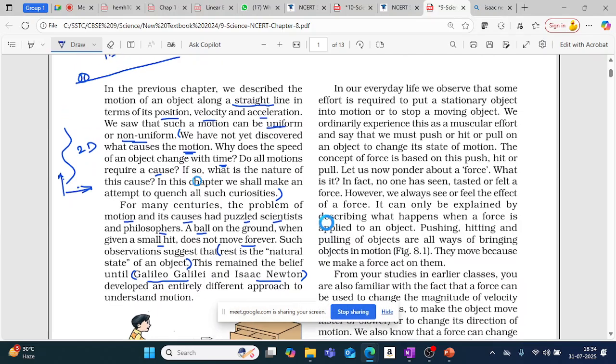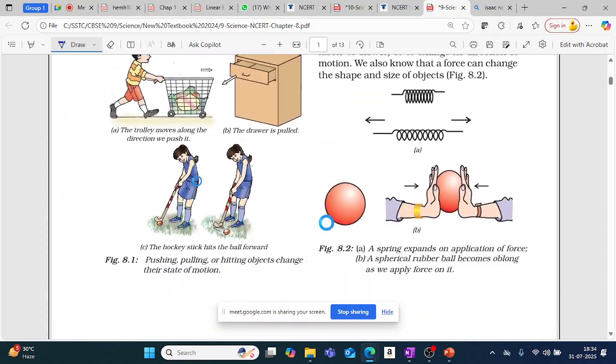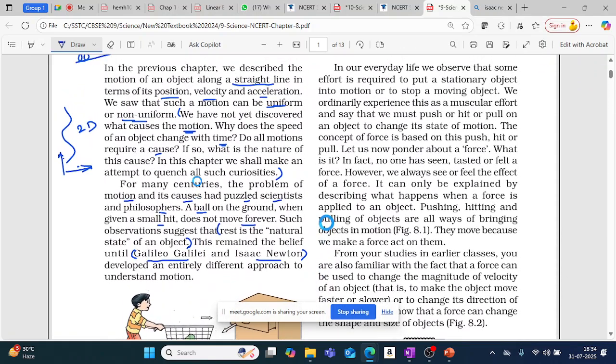Now let us look at the next one. In our daily life, we observe that there is definitely some effort required to put a stationary object into motion. Do you agree? Or to stop a moving object. That also you need to do some effort. We ordinarily experience this as a muscular effort and say that we must push, hit, pull to change the state of motion. So the concept of force is based on the push or pull.